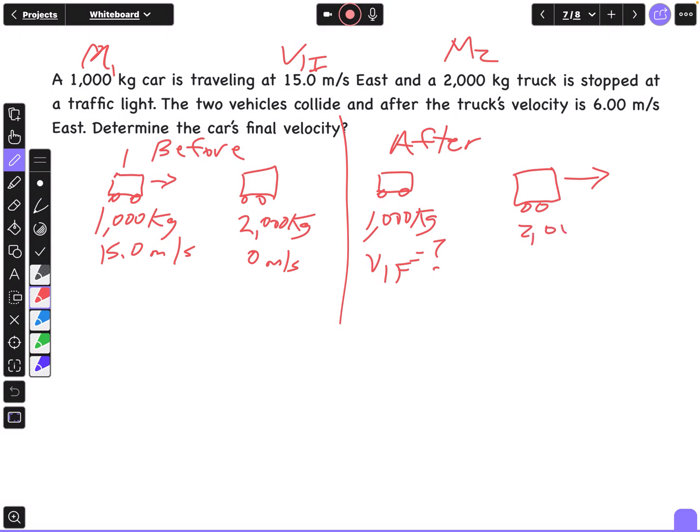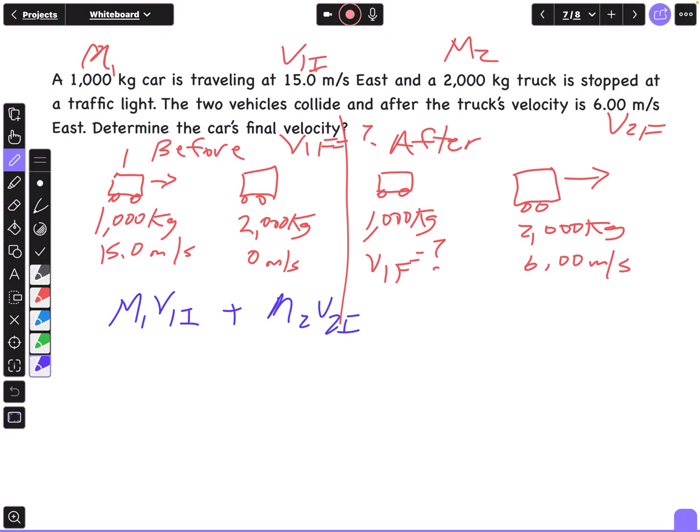It weighs 2,000 kilograms, and it says it's moving at 6.00 meters per second. And it's east, so it's positive. So I know that's going to be V2F, the final velocity of the second object. And I'm looking for V1F in the problem. My equation is this one, for an elastic collision: M1 V1I plus M2 V2I equals M1 V1F plus M2 V2F.